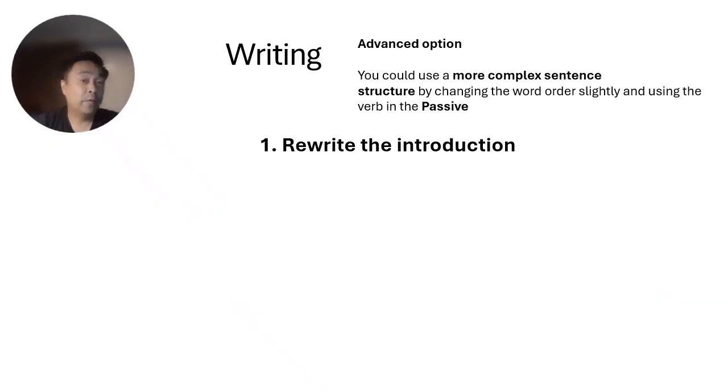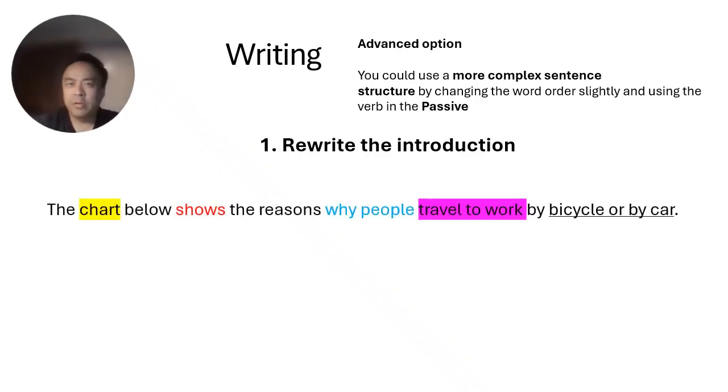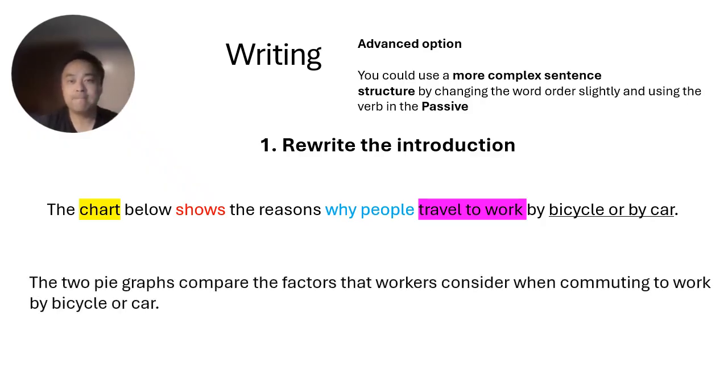Now you might decide to go for the advanced option of paraphrasing. Here you could use more complex sentences. You could break up a really long complex sentence. You might try using passive voice instead of active voice. Pause the video now and read this advanced introduction.